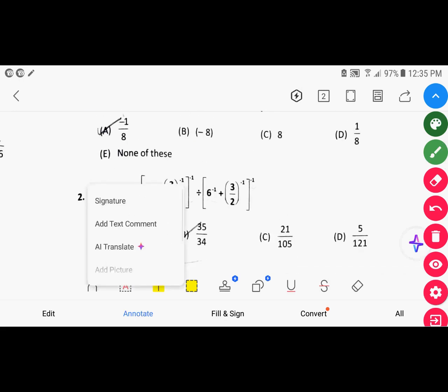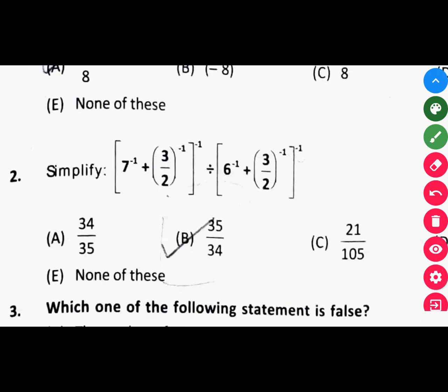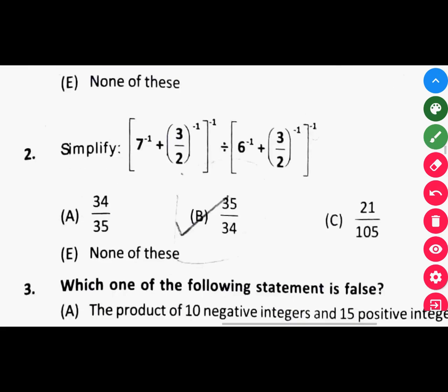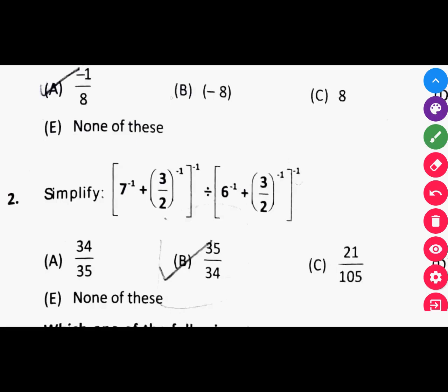Okay. Now the next one is, we have to solve this whole problem: [7^-1 + (3/2)^-1]^-1 divided by [6^-1 + (3/2)^-1]^-1. So again, first we look into the numerator factor.